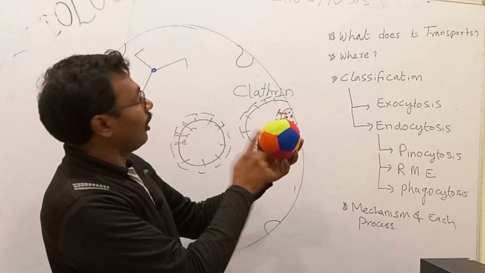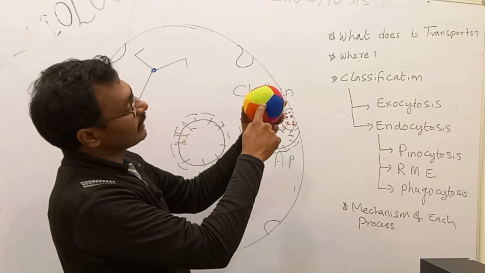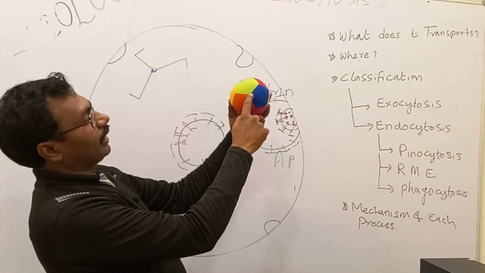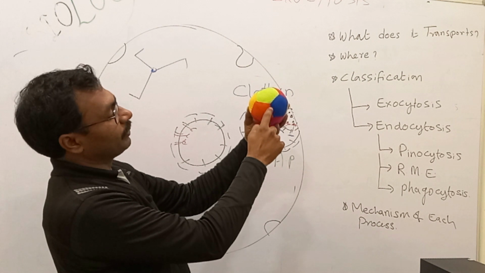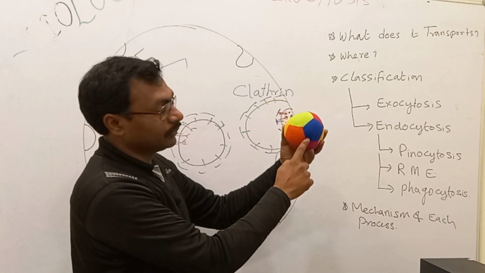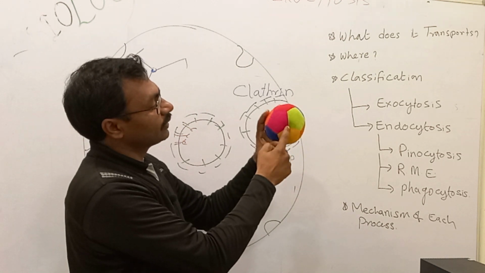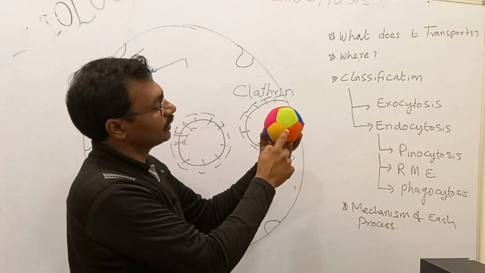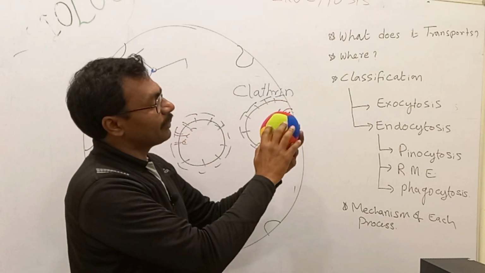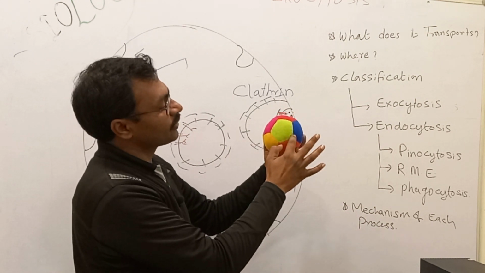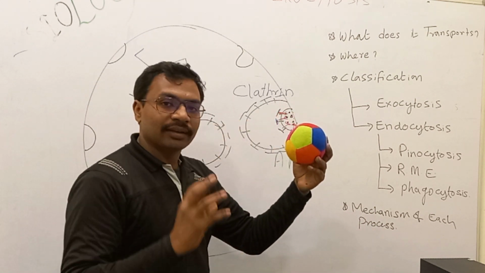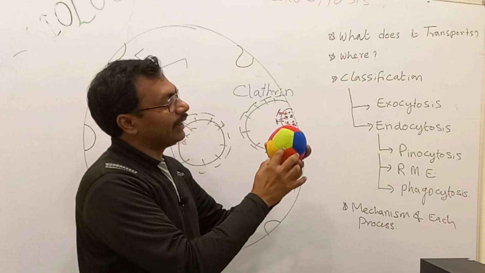Now the geometric arrangement of this clathrin: this is the center part of the clathrin. This is one arm, this is another arm, this is another arm. So there are 3 arms, right? And again here, this is the center, 3 arms here, this is the center, 3 arms here. So it exactly forms a hexagonal geometric arrangement.